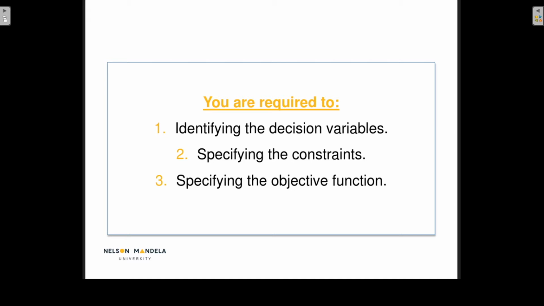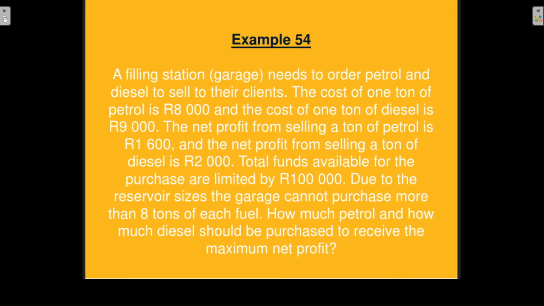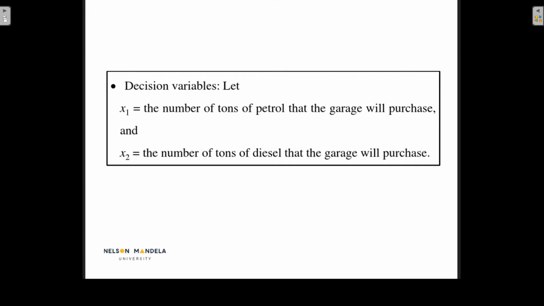So if we go back to our example and you read the very last sentence, how much petrol and how much diesel should be purchased to receive the maximum net profit? So our decision variables will be the amount of petrol and the amount of diesel that the garage purchase. So we can define our decision variables: x1, the number of tons of petrol that the garage will purchase, and x2, the number of tons of diesel that the garage will purchase. So that's the first step.